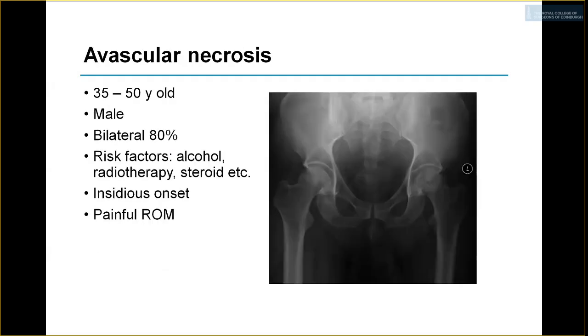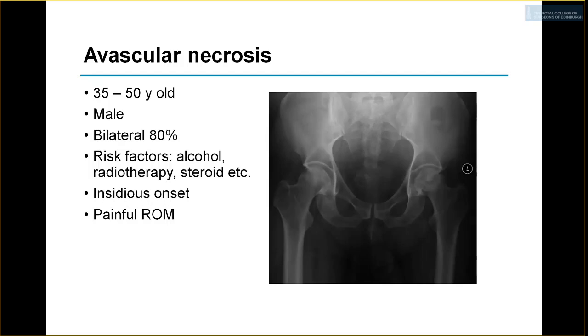Avascular necrosis, patients with avascular necrosis are slightly different. Those patients are a little bit younger, 35 to 50, usually male. It is usually bilateral, but they don't necessarily present simultaneously. So they present with one hip and later on the other hip. And you'd want to be looking for risk factors for avascular necrosis. There's a long list of risk factors for why patients develop avascular necrosis. Common ones are steroids and alcohol, but there are many more.